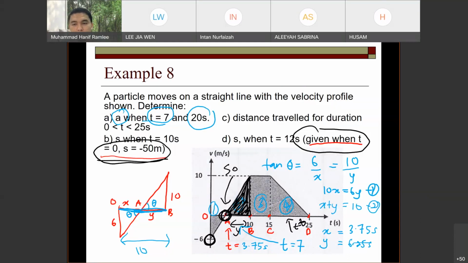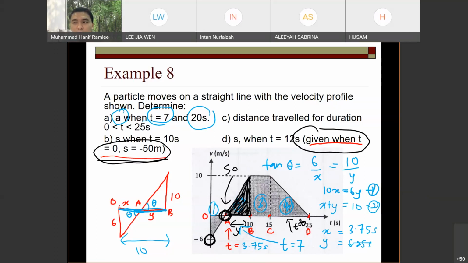Anyone? Just a quick question. Any idea on how to get S when t equals 10? The answer is actually already there. Not using area under the graph. You already calculated it earlier.